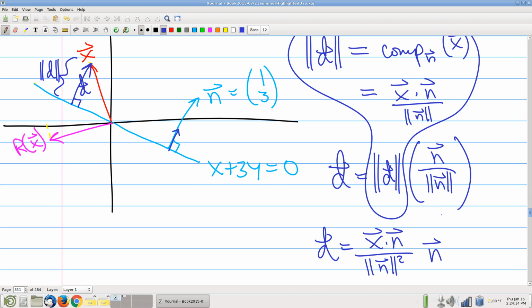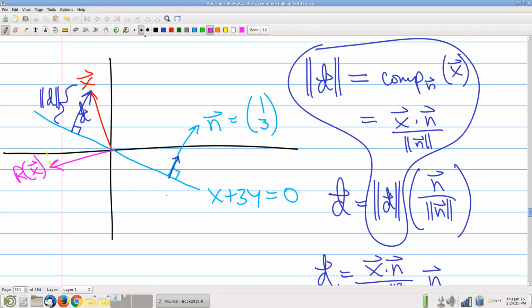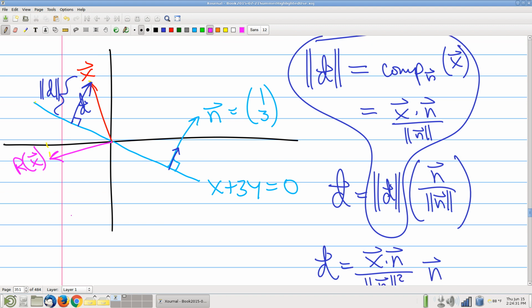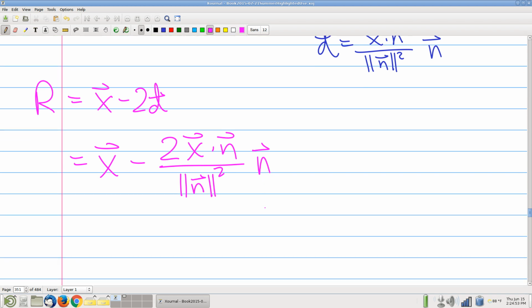Now, final step, our reflection. Keep in mind we agreed the reflection vector is x minus 2d. That comes from this picture up here. And so that means it's x minus 2 times x dot n over magnitude of n, quantity squared, times n. Yikes. Is everybody on board? Okay, so this is our formula for our reflection.